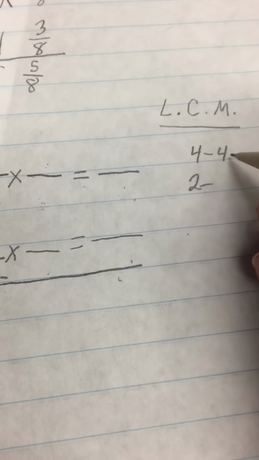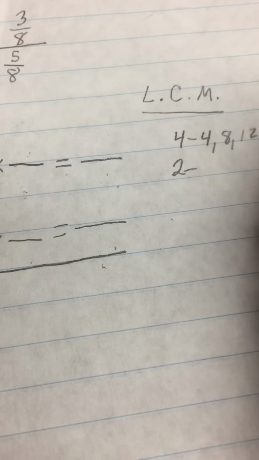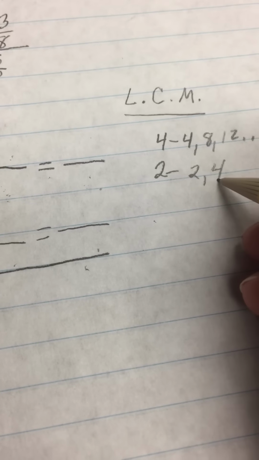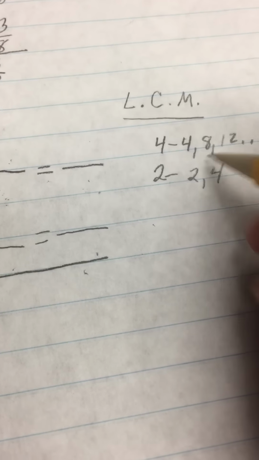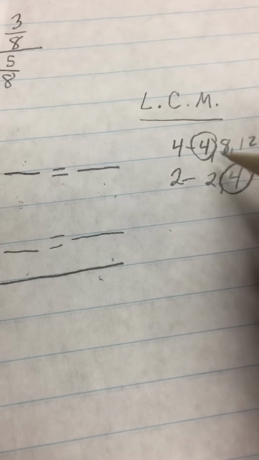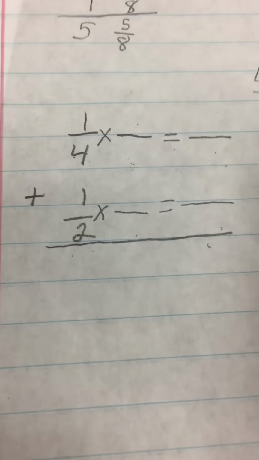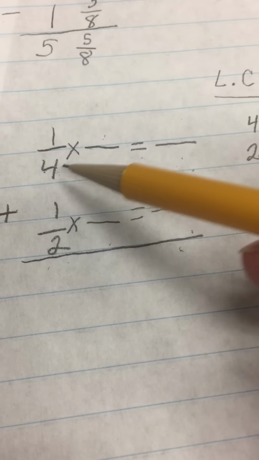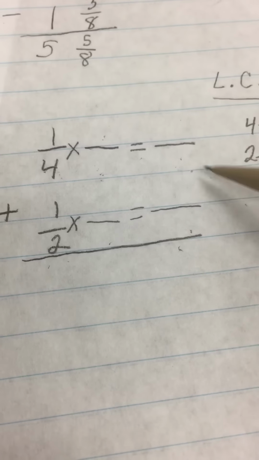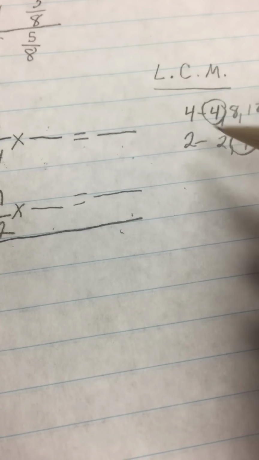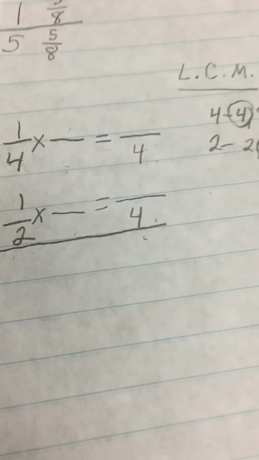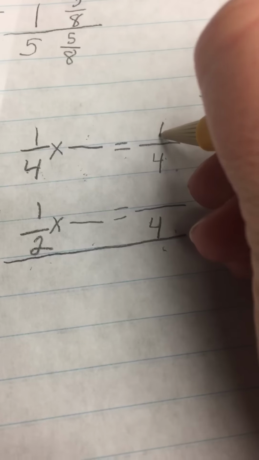The multiples of 4 are 4, 8, 12, and so on. Multiples of 2 are 2 and 4. I can continue on, but I don't need to go any further because I can see that the least common multiple is 4. And that brings up a good point. You should check your denominators and see if one is a multiple of the other. If it is, that will be your LCM. So you don't have to mess with listing the multiples if you can already tell that one of your denominators will work. So that means this fraction would not change.